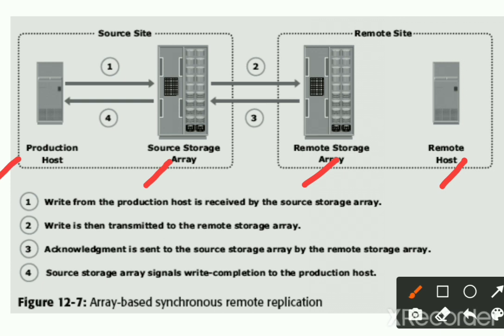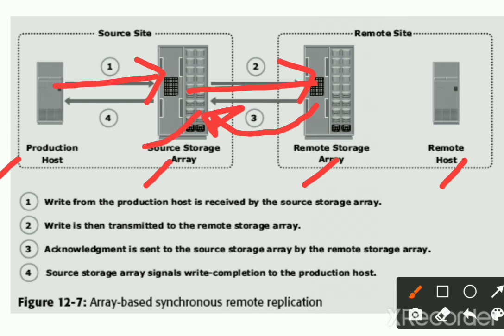Now you can check that the first step is the production host writing the data to the storage array. From the storage array, it is copied to the remote side. In the second step, the same write is transmitted to the remote storage array, and once the data is written there, it acknowledges to the source, and the source in turn sends the write completion back to the production host. This way the data is copied at the same time to the source and also at the remote side.